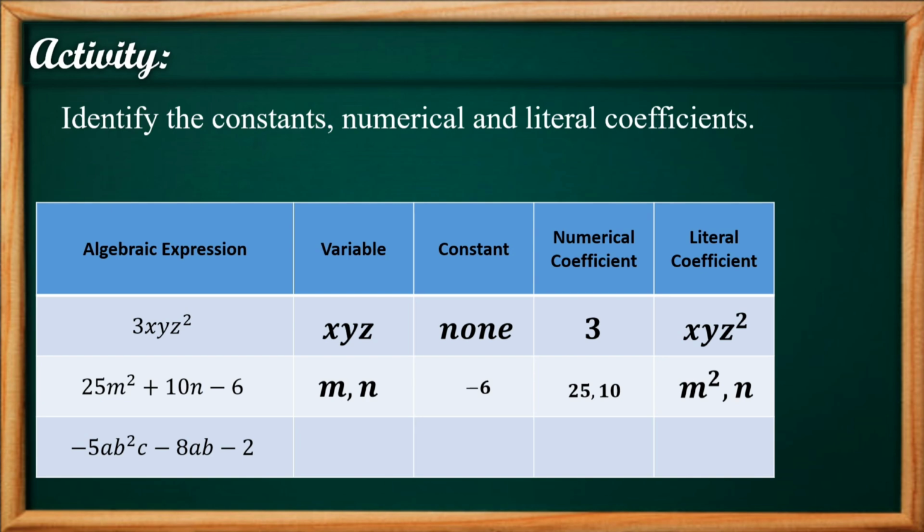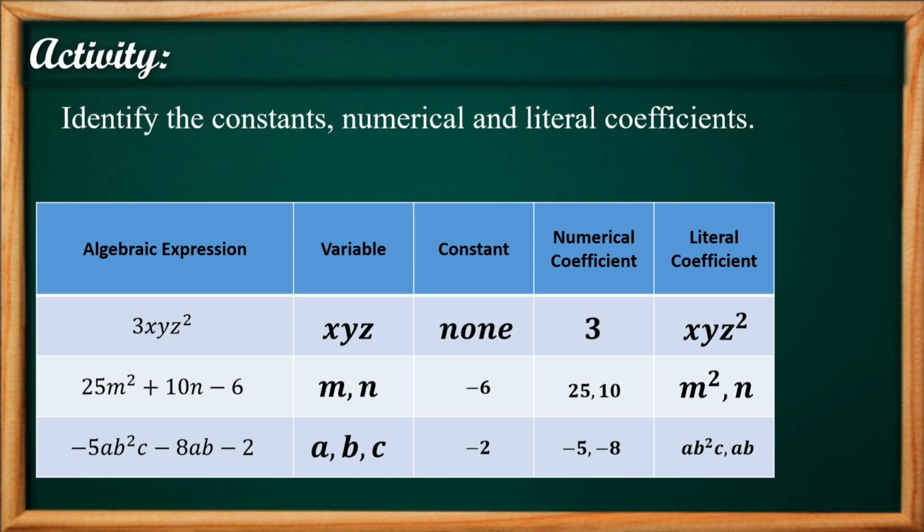Next, the variables for our third algebraic expression are a, b, and c. Then, the constant is negative 2. The numerical coefficient is negative 5 and negative 8. Kasali always yung mga sign nila. Then, the literal coefficient is ab squared c, and ab. Those are the literal coefficients.